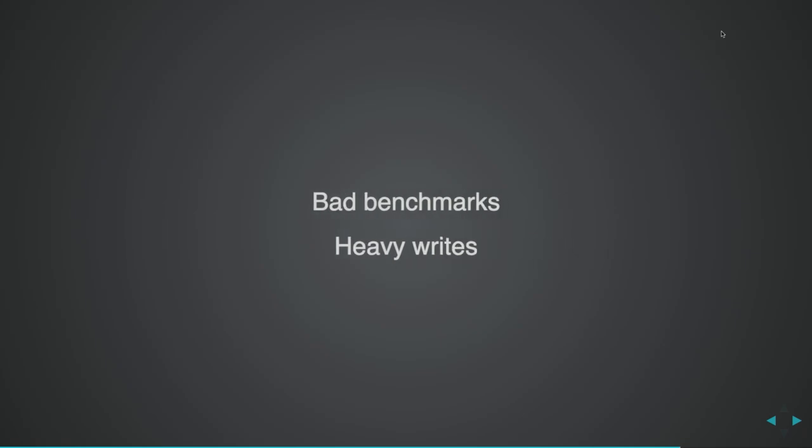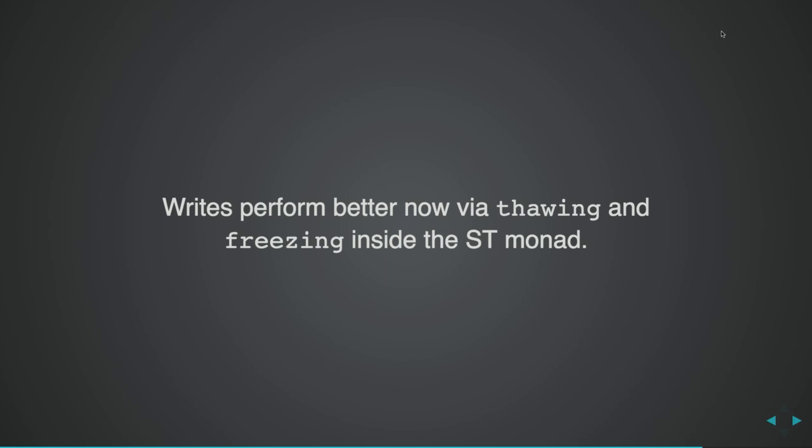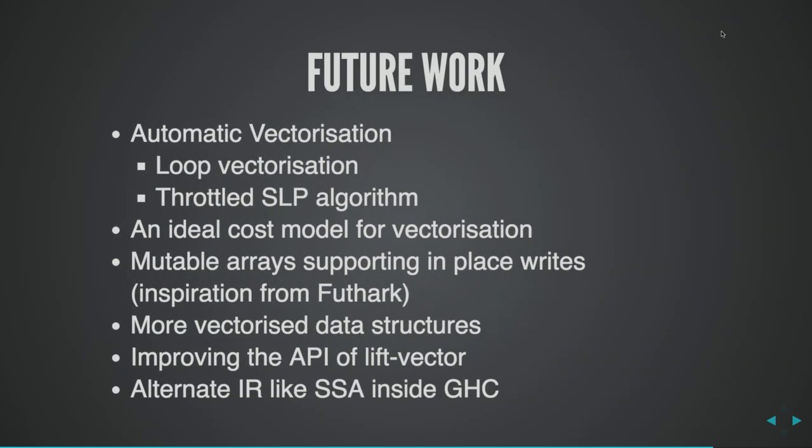Matrix multiplication is a case with heavy writes. Basically, you are recreating the entire array, and that is when vector arrays perform worse than vector lists. But that is without me making any optimizations. Before that, it was performing like that, and write performance is better now. I've started using a mutable array, and I'm using the ST monad to do the thawing and freezing and making sure that it's a mutable operation and no copies are being made. You lose a lot of performance whenever copies are being made. So it tends to perform better now, but I don't have any benchmarks with me right now.